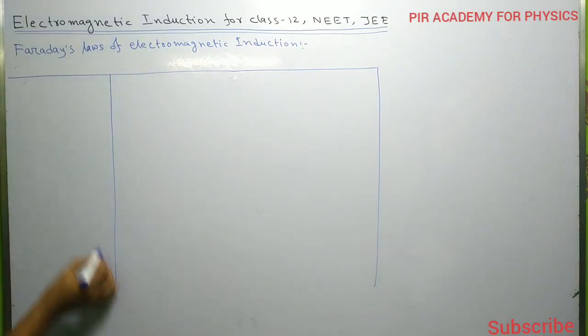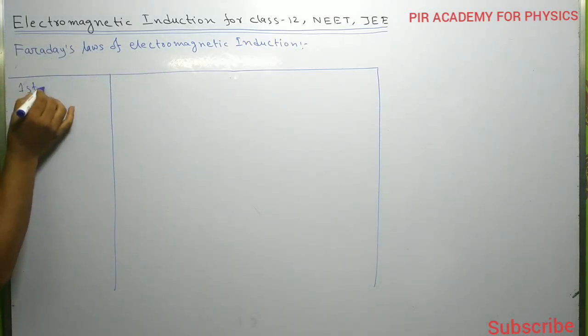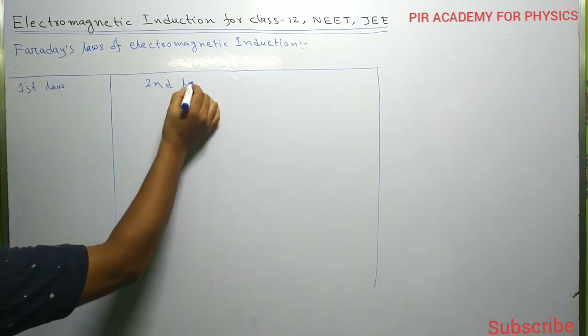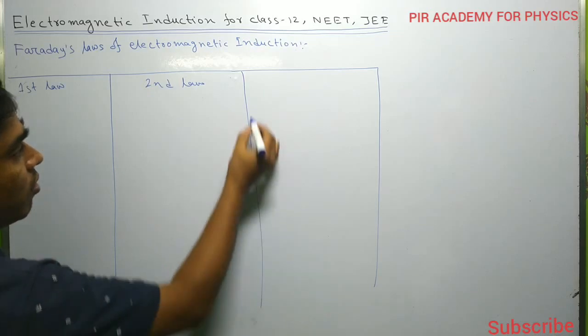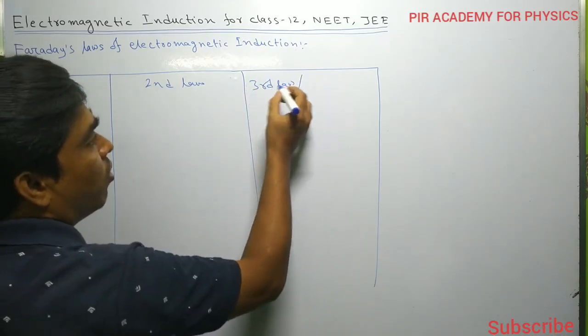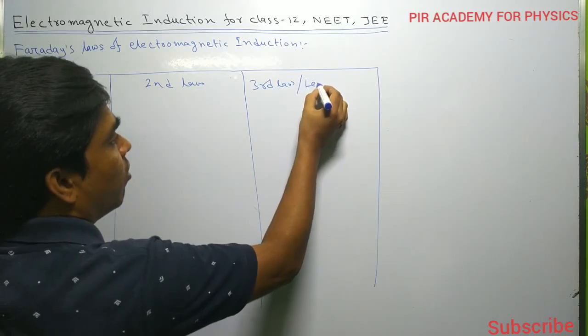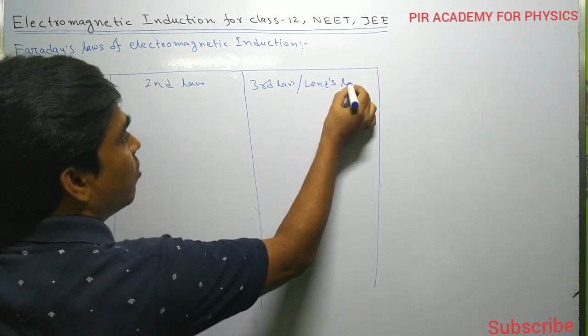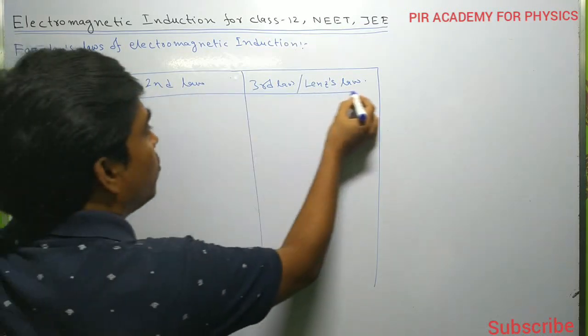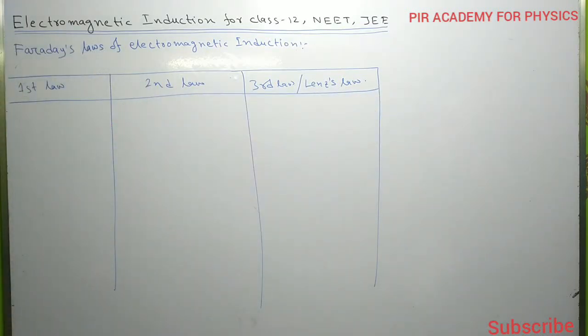Faraday has three laws of electromagnetic induction. That is the first law, here is the second law, and the third law, which is also called Lenz's Law. These are the three laws of Faraday of electromagnetic induction.